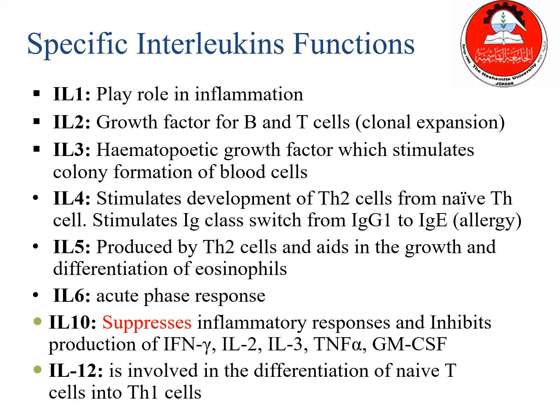Interleukin 10 has a suppressive or inhibitory effect on the inflammatory response and inhibits production of interferon gamma, interleukin 2, interleukin 3, tumor necrosis factor alpha, and GM-CSF. And interleukin 12 is involved in differentiation of the naive T cell into T helper cells. So the naive T cell, if it's acted upon by interleukin 4, is going to develop into T helper 2. If it's acted upon by interleukin 12, it's going to differentiate into a T helper 1 cell.